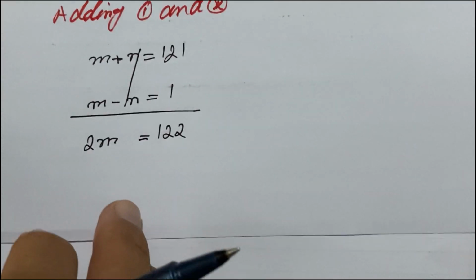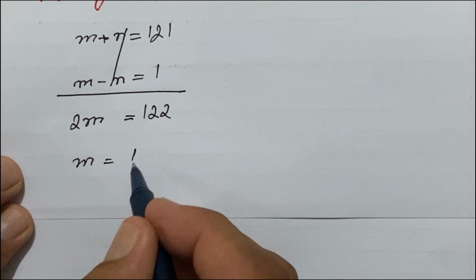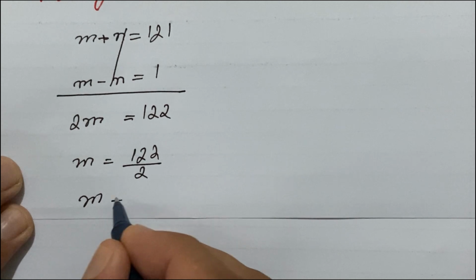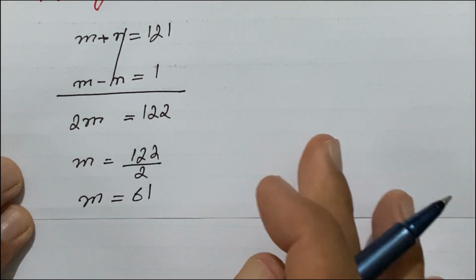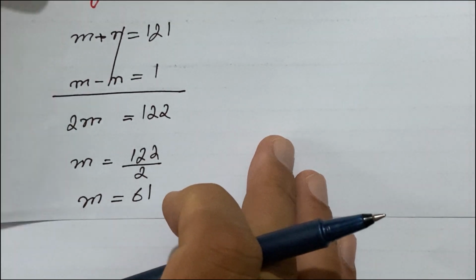Now m is equal to 122 over 2. M is equal to 61.